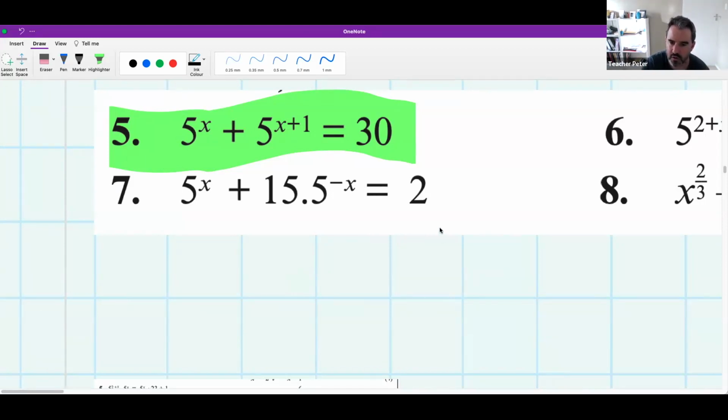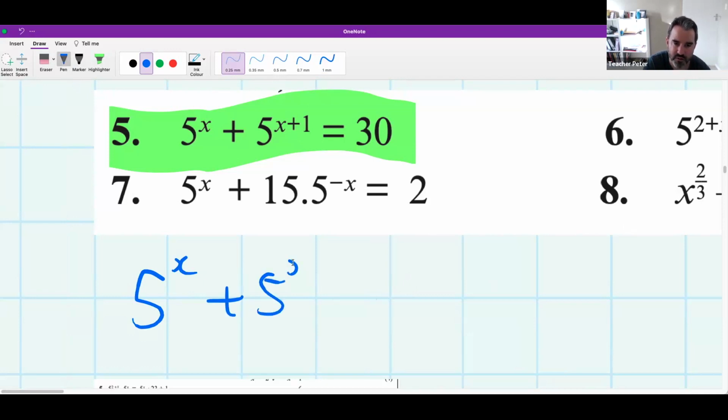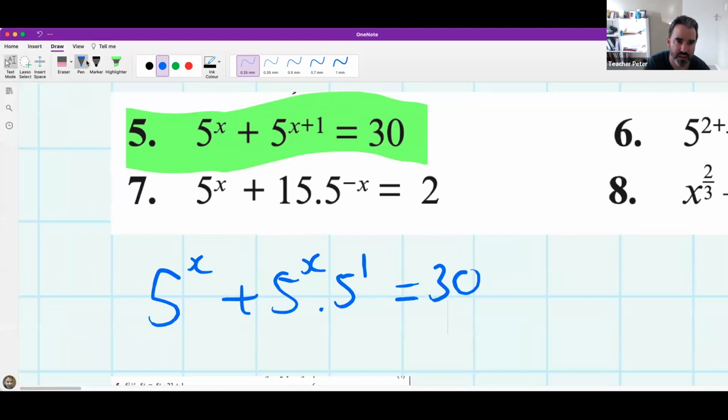Okay, let's have a look. So Fatu's got 1. Well, let's see. If I, oh, that's too big, eh? 5 to the x plus 5 to the x times 5 to the 1 equals 30 is the one thing that I think we were doing there. And then what I can do is take out a common factor of 5 to the x, and I want to know what goes in the bracket.